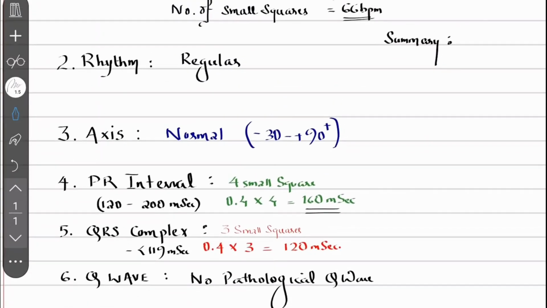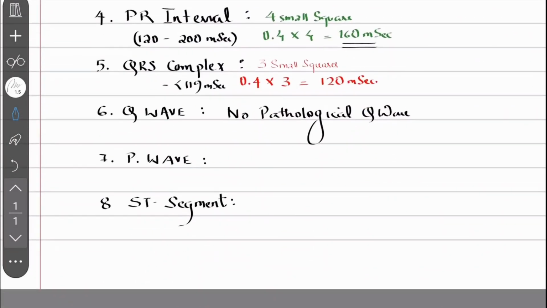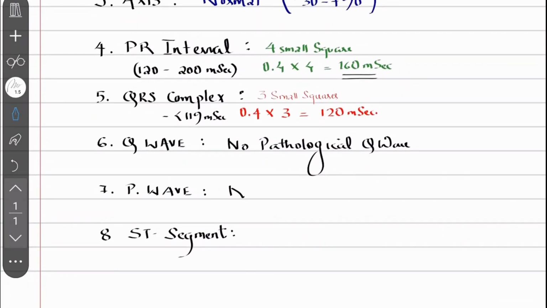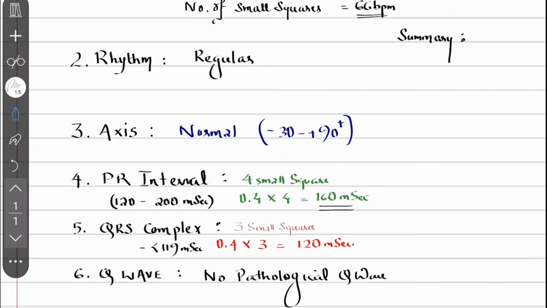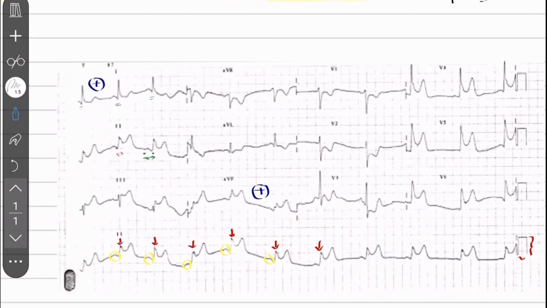Next, we are looking at the P wave. As we all noted, it's a regular rhythm with a normal P wave, with no particular change in morphology or duration. Then the ST segment: we check lead 1.